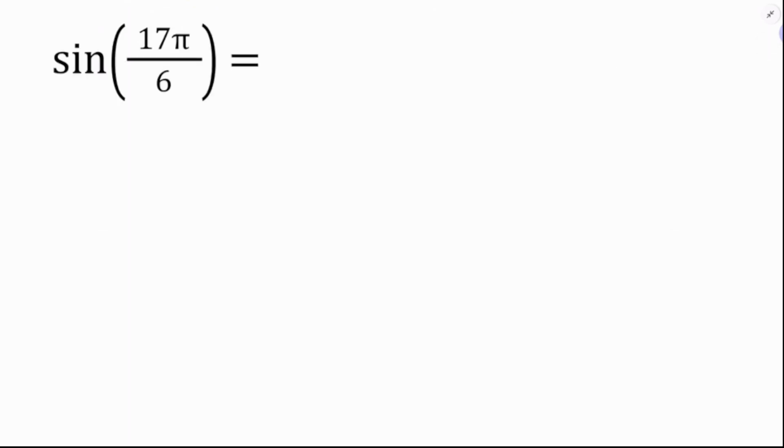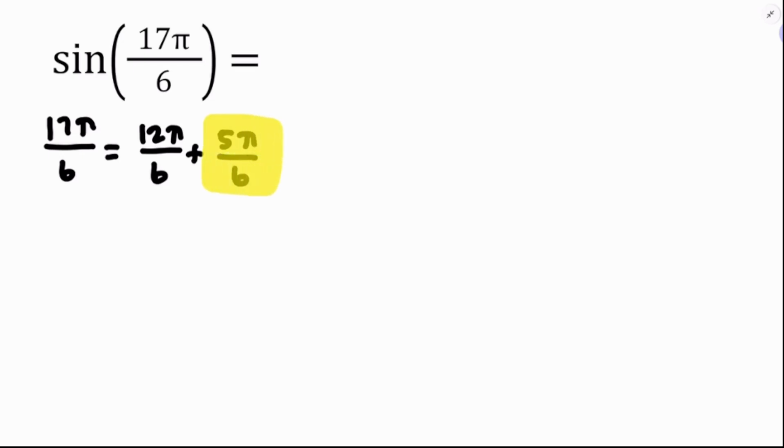All right, so I feel like the first step here is identifying that this is bigger than 2 pi. 2 pi would be 12 pi over 6. This is 17 pi over 6. That's way bigger. All right, so I'm going to start with the analysis that 17 pi over 6 is going to be 2 pi plus something. 12 pi over 6 plus 5 pi over 6. So what I'm saying is angle 17 pi over 6 is coterminal to 5 pi over 6. That's where I'm going to go on the circle.